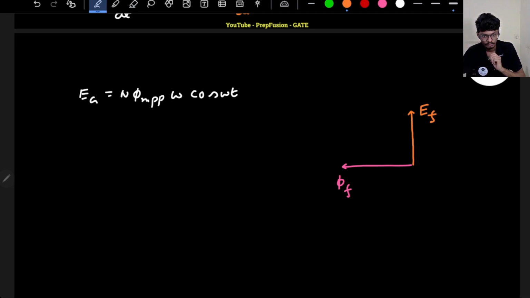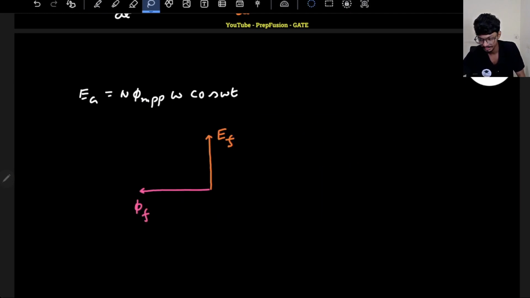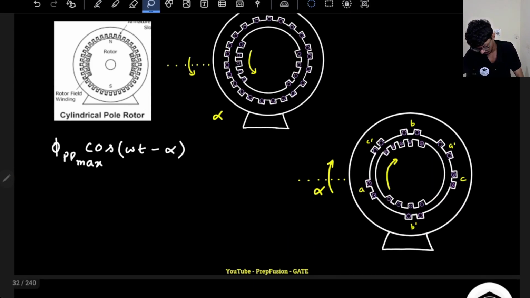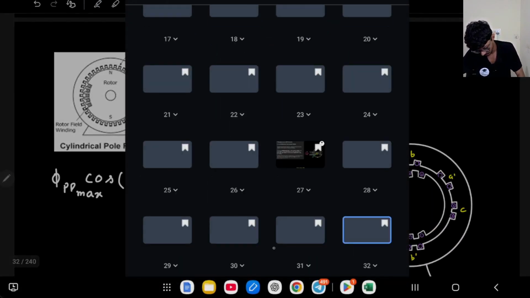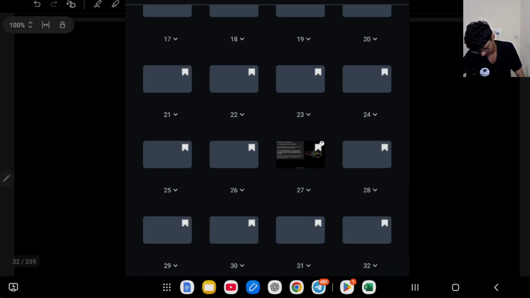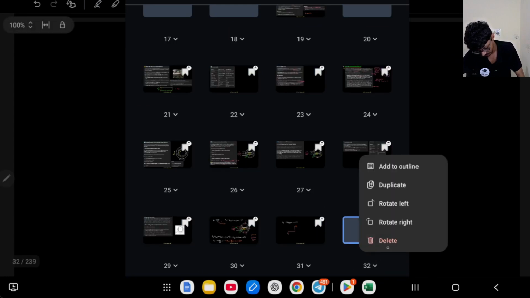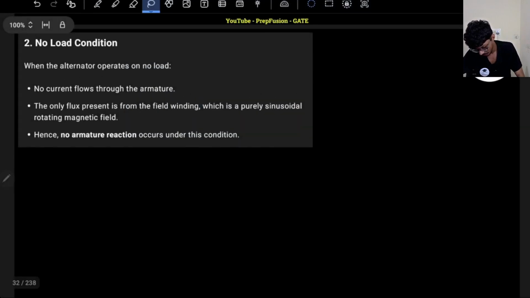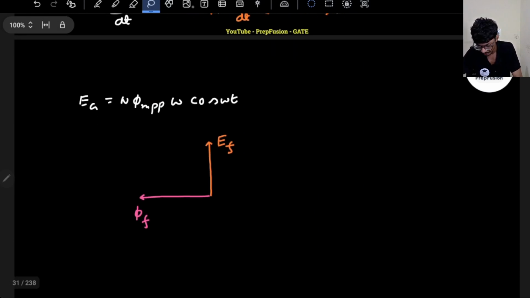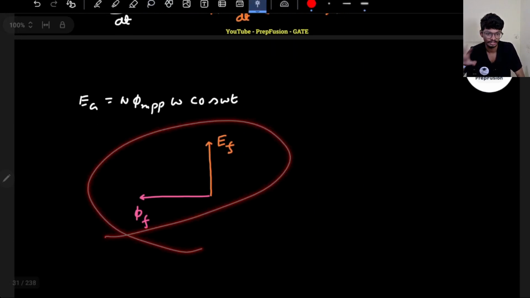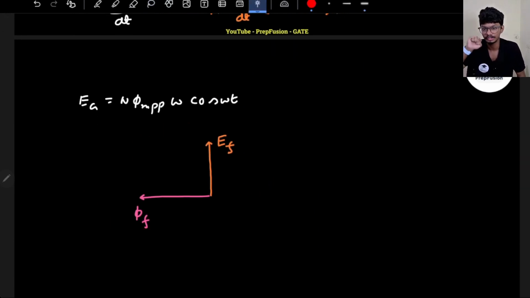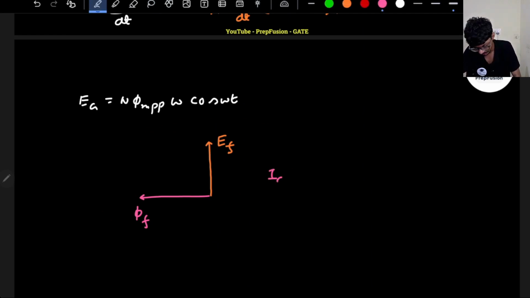This is the most important part, that is the main summary that I wanted to give you. All this is not that important, already we have discussed, so I don't need to explain it. So this is what happens in no load condition, when the armature is not connected to any load. Basically we are not supplying anything, when the current IA is 0.